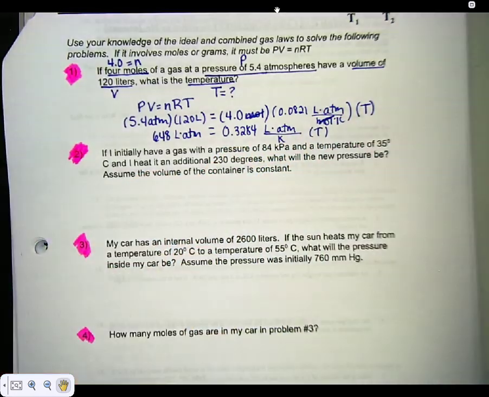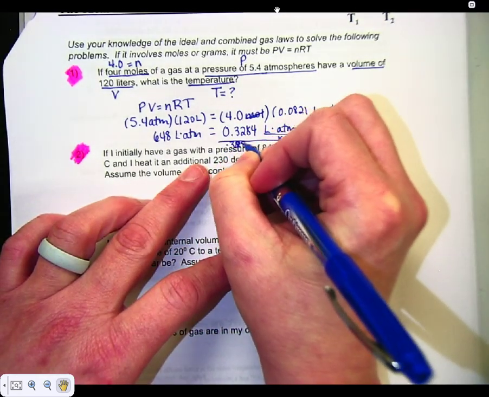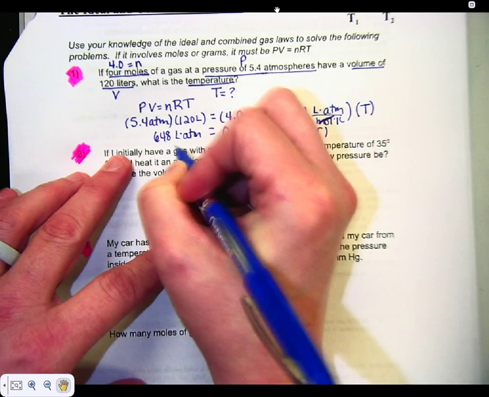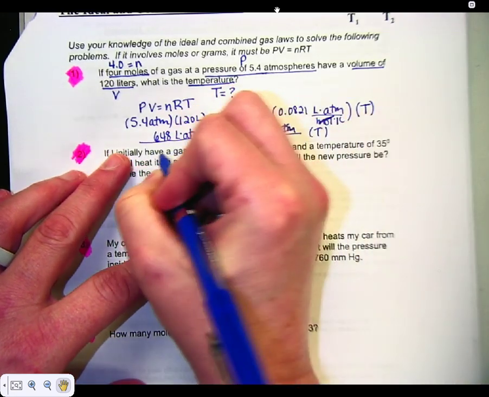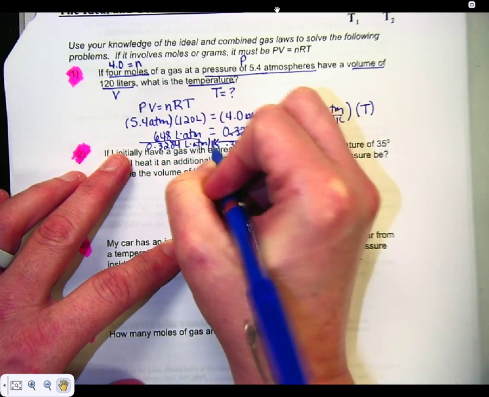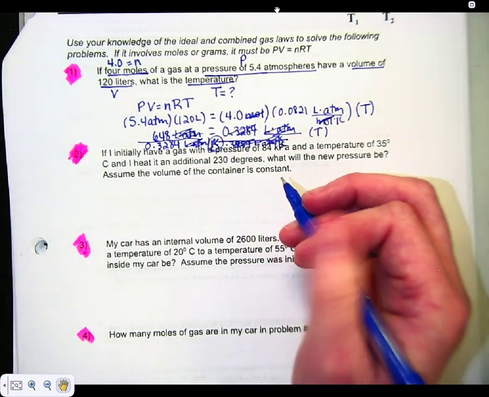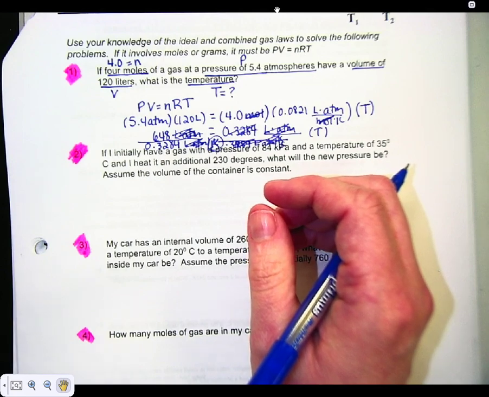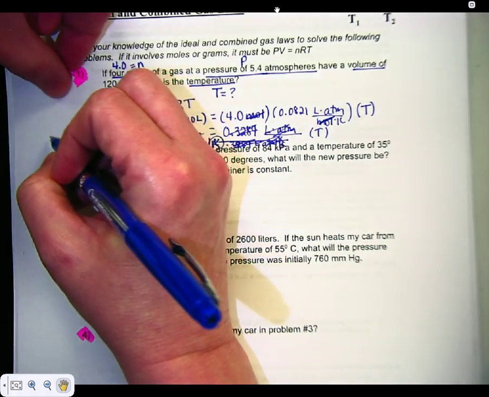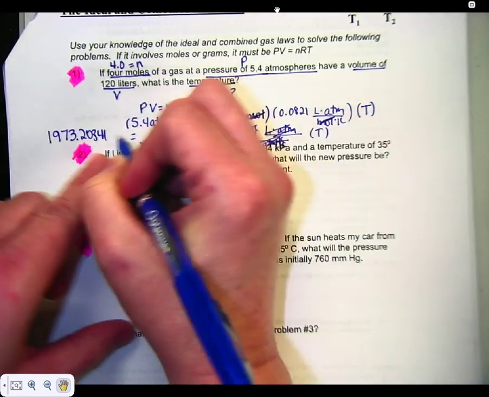T. Okay, so to solve for T, I have to divide both sides by 0.3284 liter atmosphere per Kelvin. Liter atmosphere per Kelvin cancel out. All of this cancels out on this side, and on this side we have 0.3284 liter atmosphere per Kelvin. Again, liter atmosphere cancels out, and we're left with Kelvin. So we're going to do 648 divided by 0.3284. And we get T is equal to 1973.20341, and of course our unit that isn't canceled out is Kelvin.